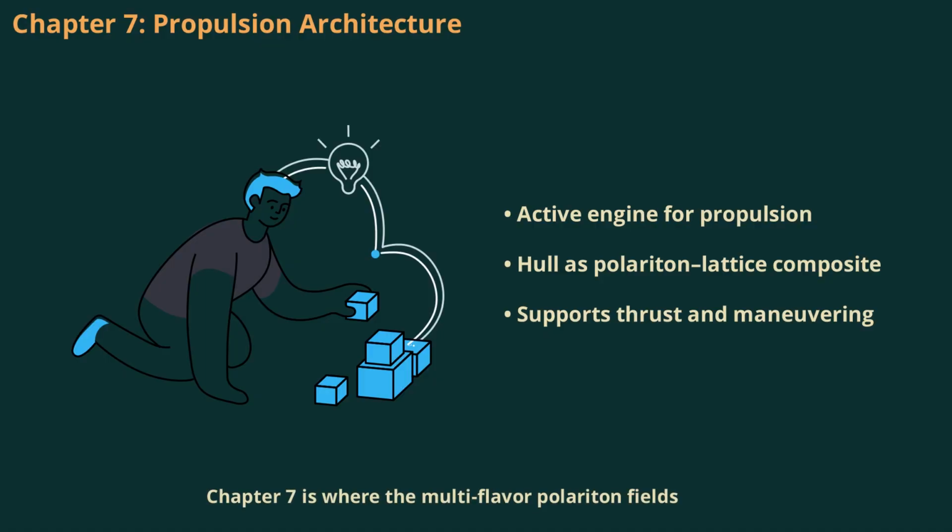Chapter 7 is where the multi-flavor polariton fields become the active engine of the lenticular flying saucer. The hull is realized as a polariton lattice composite, enabling quasi-particle to particle switching and anisotropic polariton flows for thrust and maneuvering. The groundwork laid in Chapter 2 is essential for understanding the advanced propulsion mechanisms detailed here.